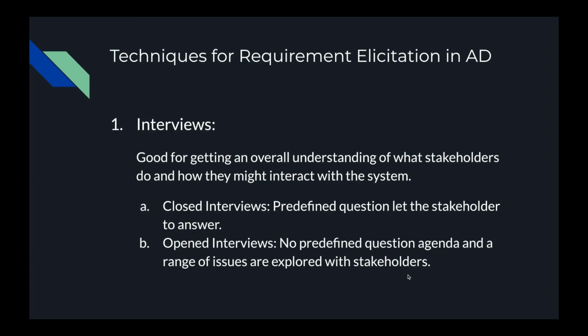For closed interviews, there is a set of predefined questions that we ask the stakeholder to answer, so we know exactly what we want to know and what the stakeholders want. For open interviews, there is no predefined question agenda, only a range of issues that we talk through with the stakeholders to figure out what they want. This is the technique we use to get a general idea of the project at the beginning.